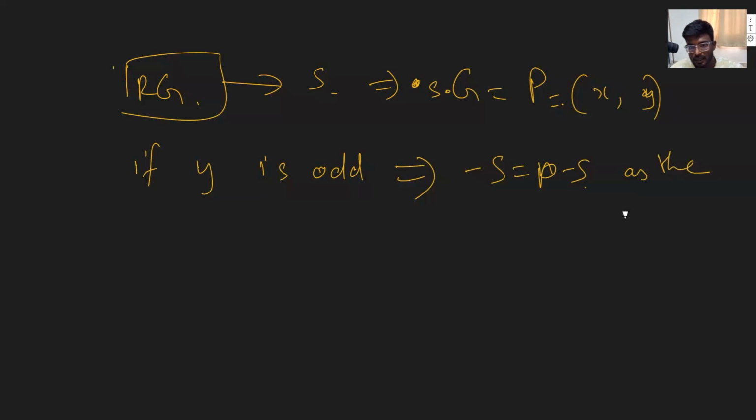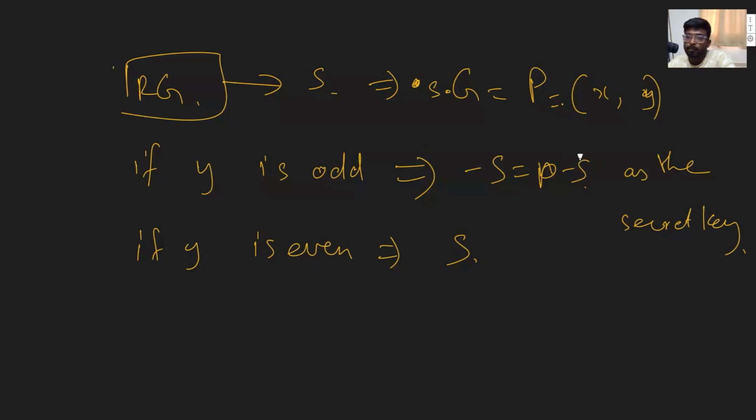as the secret key. If y is even, we will choose s itself as the secret key, because the secret key gave a point P which has an even y coordinate value. This means we are going to potentially ignore half of the secret keys as well. We are only going to use half of the secret keys, and we are only going to use half of the elliptic curve points.